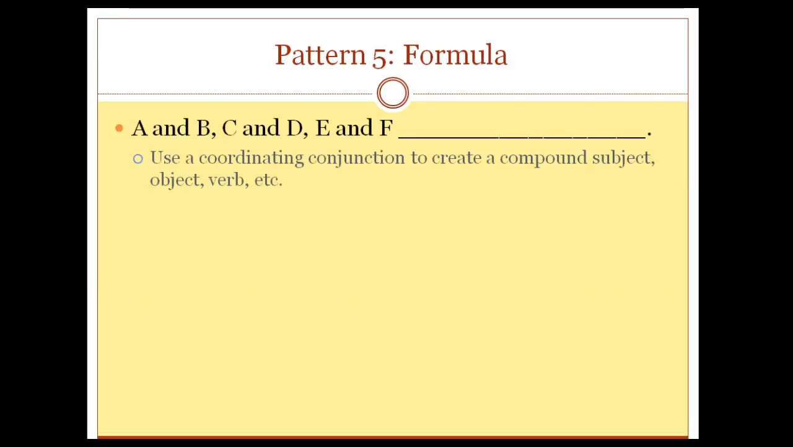In practice, the formula is A and B, comma, C and D, comma, E and F, and the rest of the sentence. It could occur at the beginning of a sentence or at the end of a sentence. In the middle can get confusing and can be valuable. Typically in this pattern you use a coordinating conjunction to create the compound subject, the compound object, the compound verb.